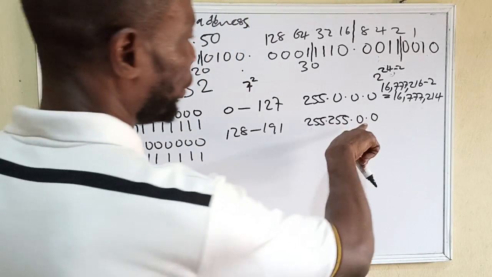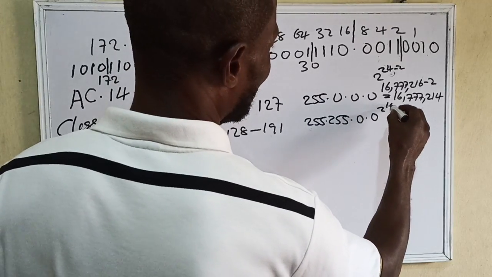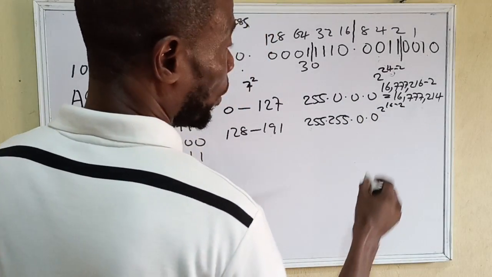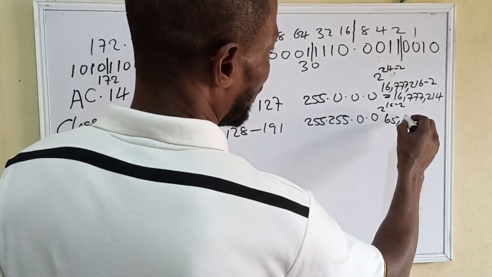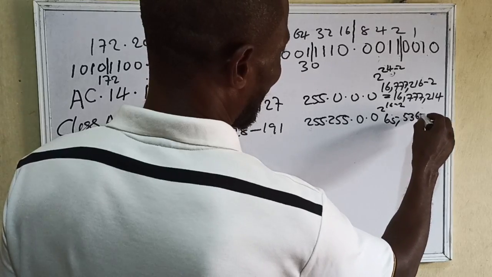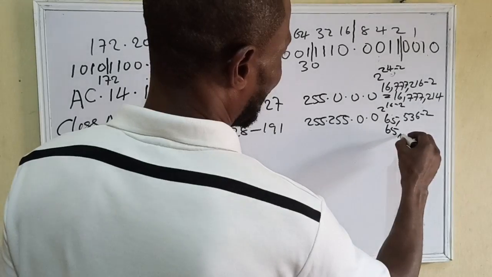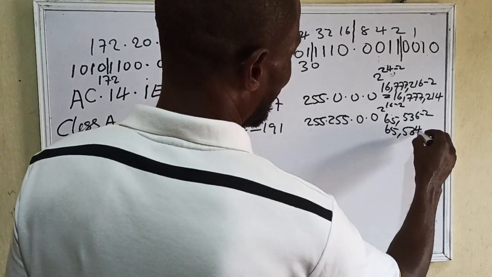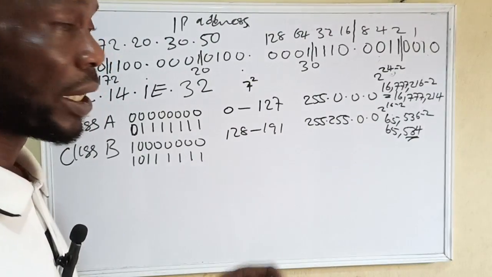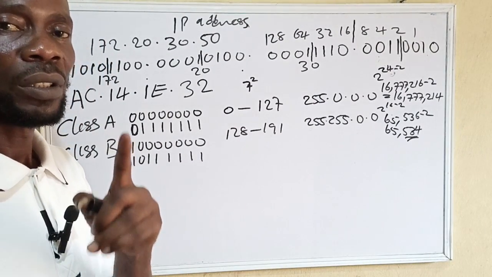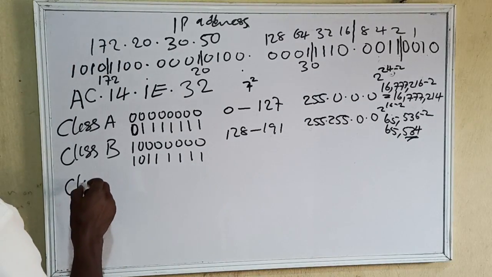Okay, so you work from this host portion, which is 2 power 16 minus 2, which will give you 65,536 minus 2, which gives you 65,534 valid host addresses. You can generate in every one class B IP address. Okay, this is class C.